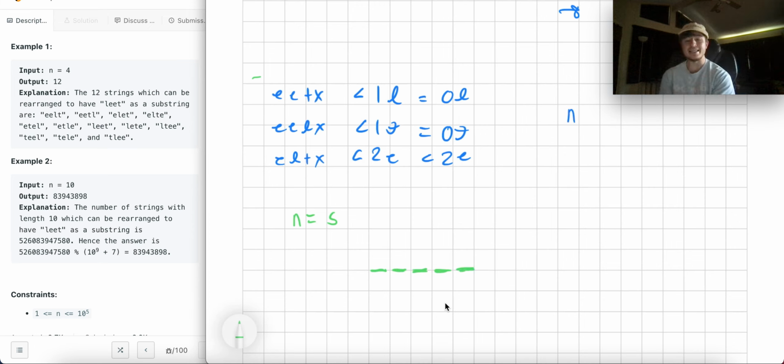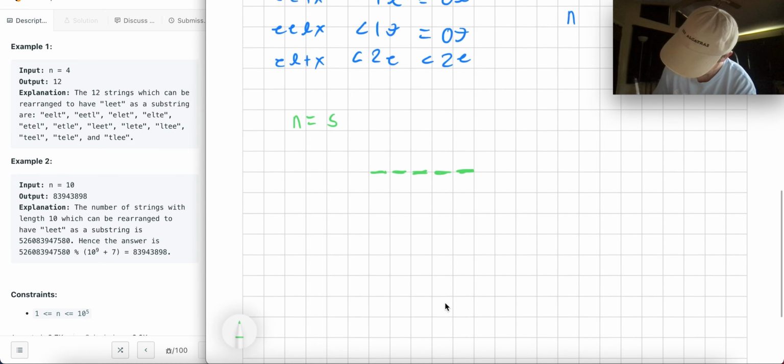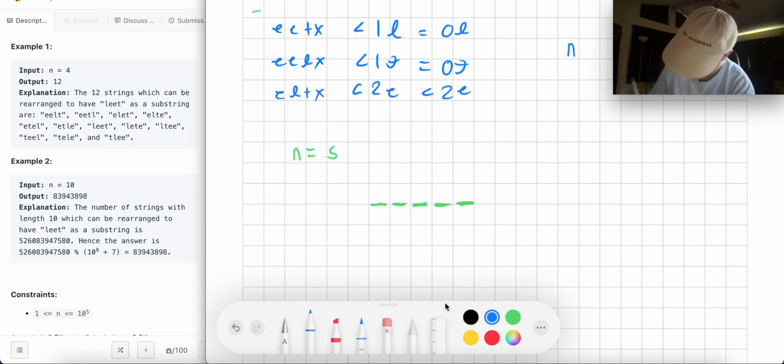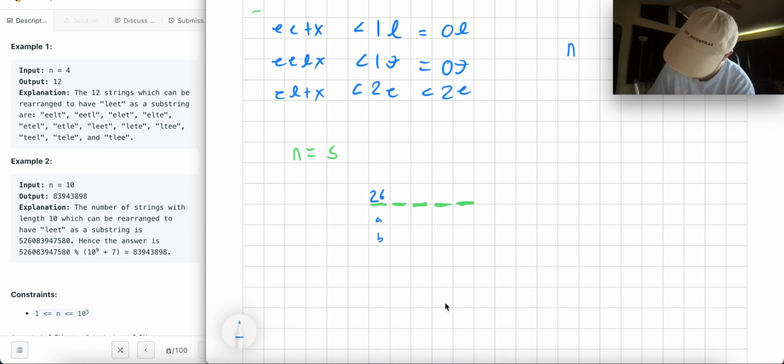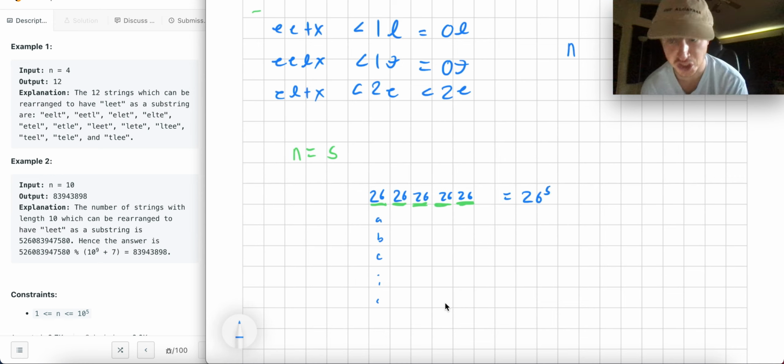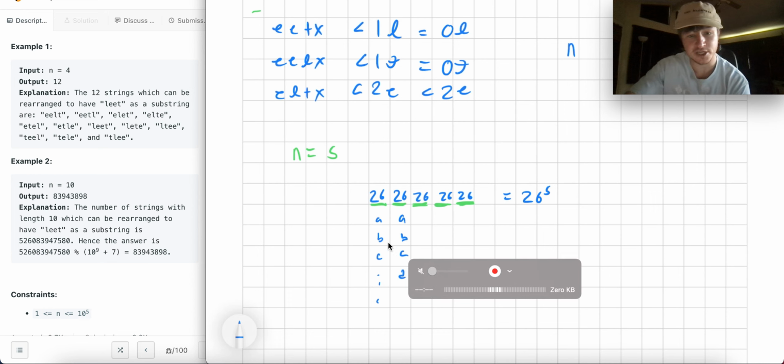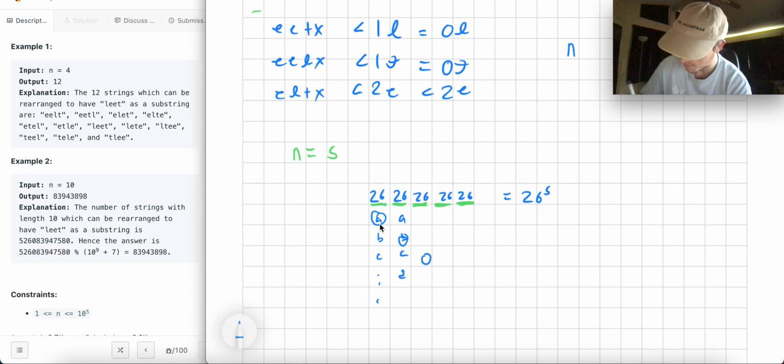Now, how many things can I put in each slot? Well, remember, there's 26 characters. I could put 26 things here, because I could put A, B, C, all the way down. I could put 26 things here, 26 things here, 26 things here, 26 things here. So for n equals 5, there are 26 to the 5 possibilities in terms of the strings that I can create. You see how this works: I could choose A here, and then B here, and then C here, and A here, and B here.